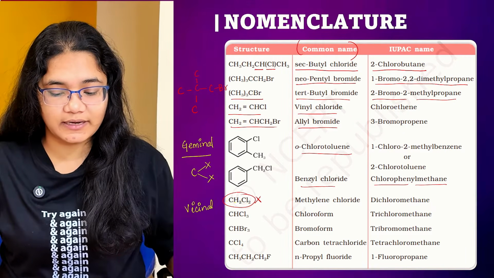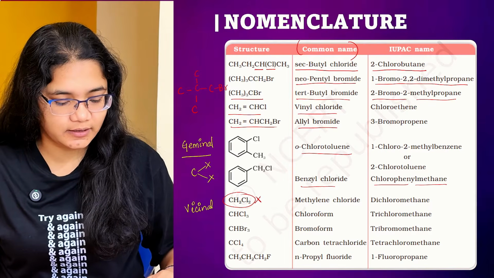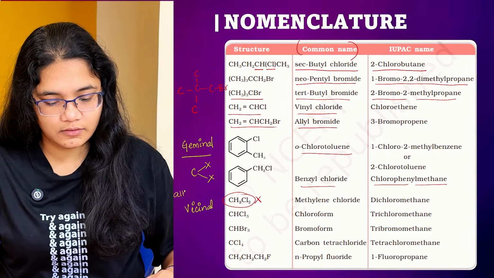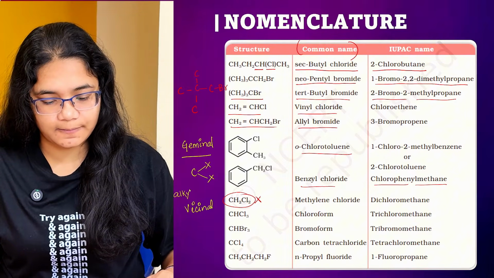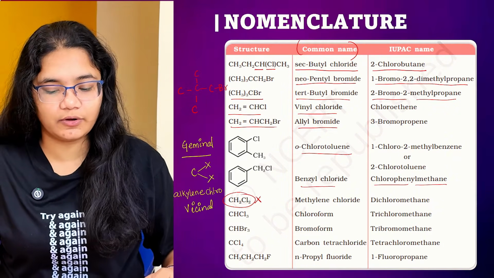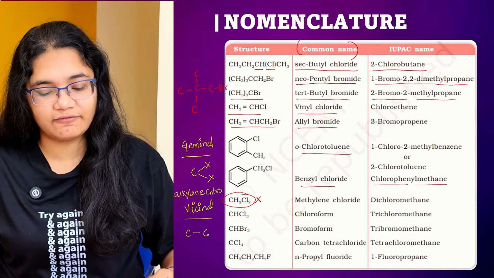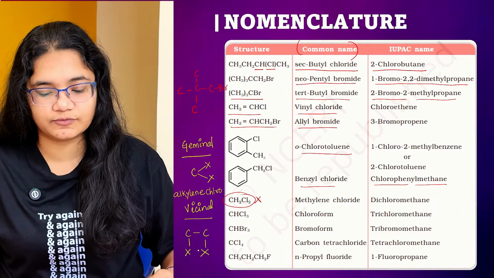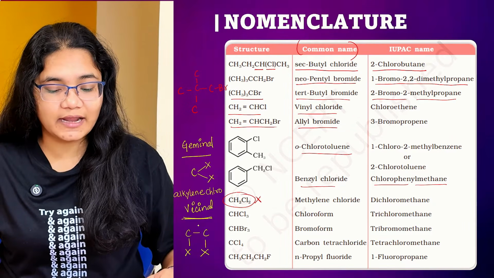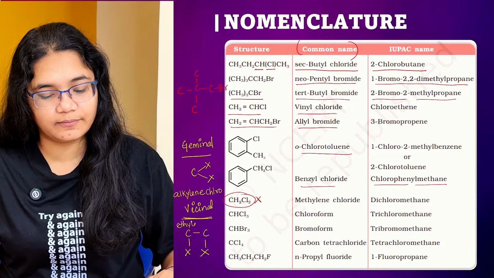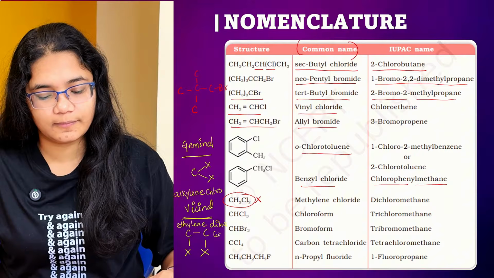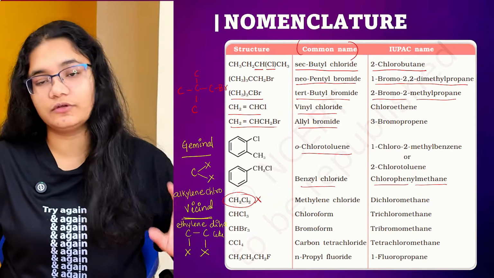And how is their common name written? The common name will be alkylene chloride, or here you can say methylene chloride. Next, vicinal dihalides are when you have 2 adjacent carbons and they have X groups. Their common name is like ethylene dichloride or ethylene dihalide. So these two you should remember.